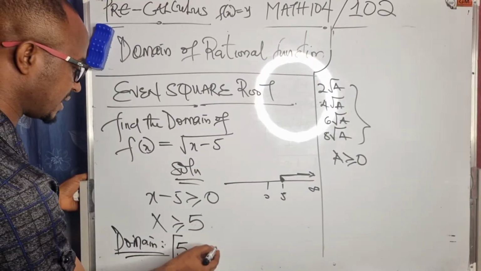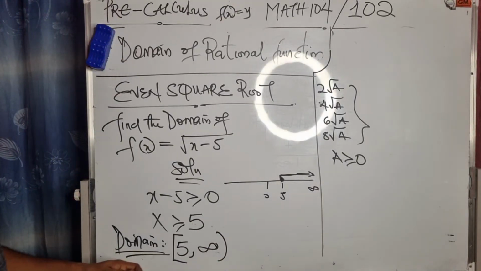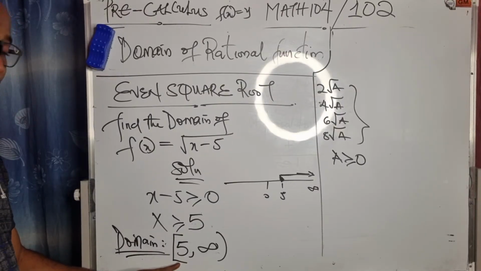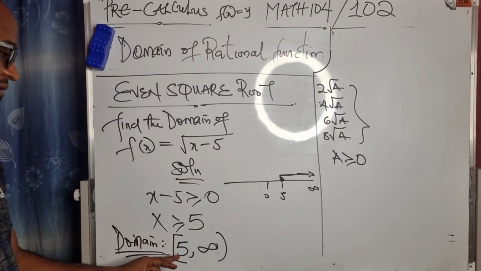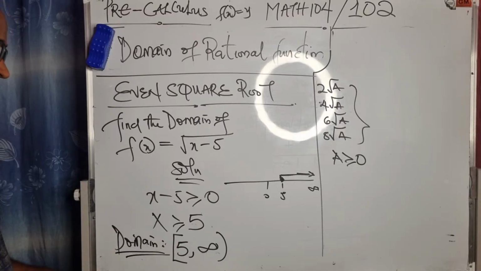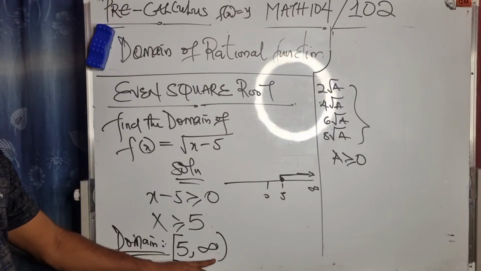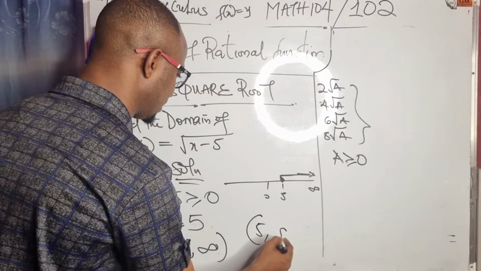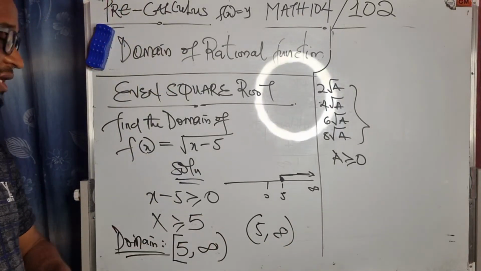comma, positive infinity. Now, are you seeing the way I represented my bracket? This bracket here shows that 5 is included. We are not excluding 5. We are including 5 as part of the domain. Then down to positive infinity. If we have this kind of bracket, 5 comma, this simply means that 5 is not included. So be careful in the exam.